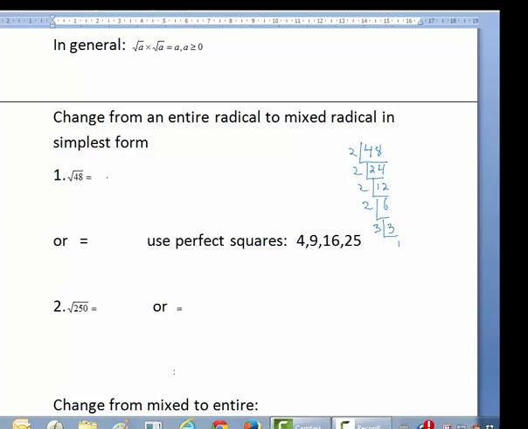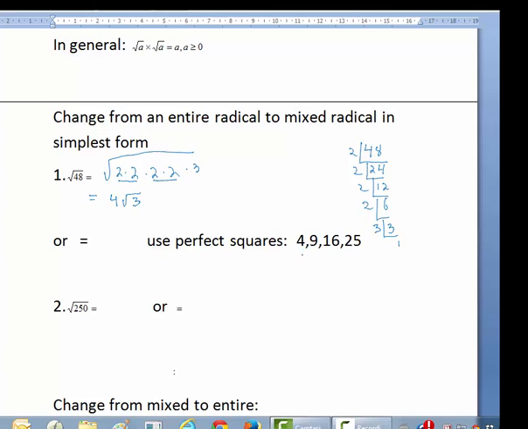So the root of 48 is equal to the square root of 2 times 2 times 2 times 2 times 3, and for every pair of factors, its square root is that factor. So the square root of 2 times 2 is 2. Square root of 2 times 2 again is another 2. That's 2 times 2, which is equal to 4, so we get 4 root 3.